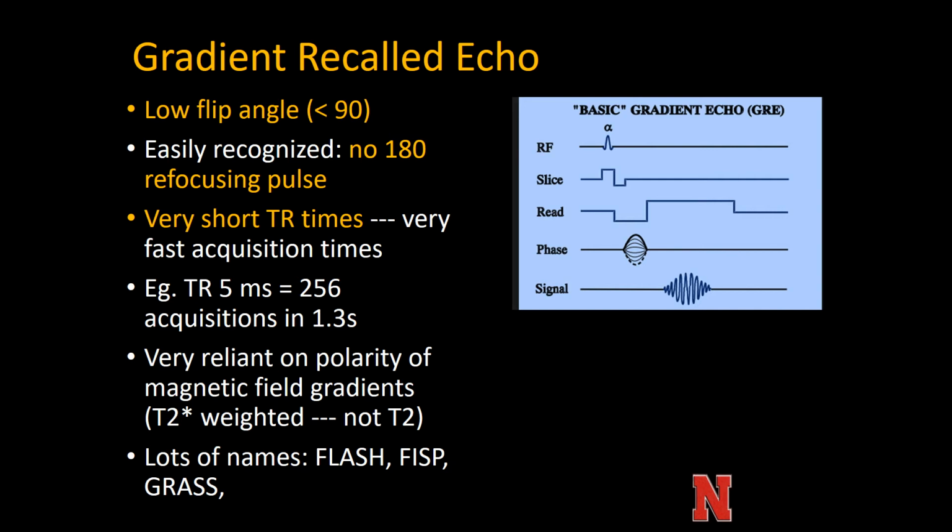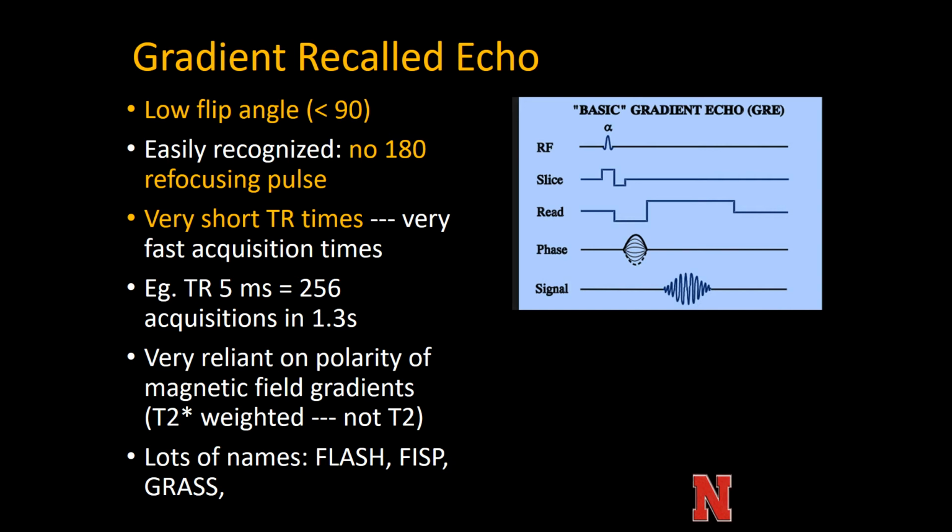It's very reliant on the polarity of the magnetic field gradients. What does that mean? That means it's T2 star weighted, not really T2, because it's susceptible, and people even call them susceptibility artifact or susceptibility sequence. We'll get into that later. But because they're T2 star weighted, they're not relying on these phase-phase interactions, but more on magnetic field gradients.